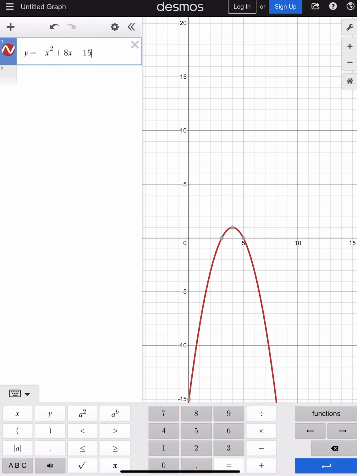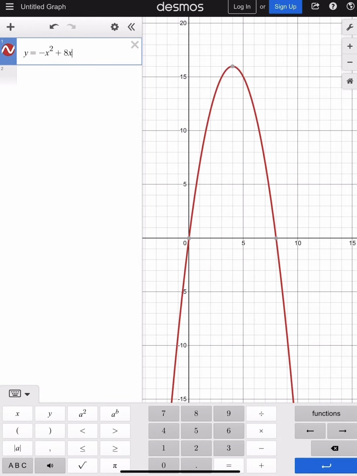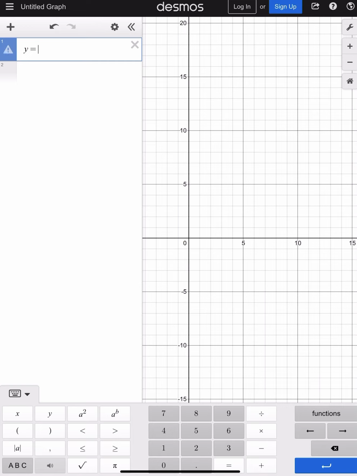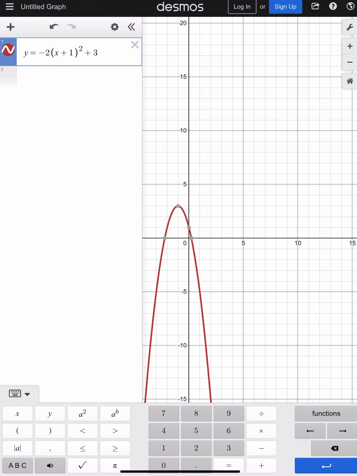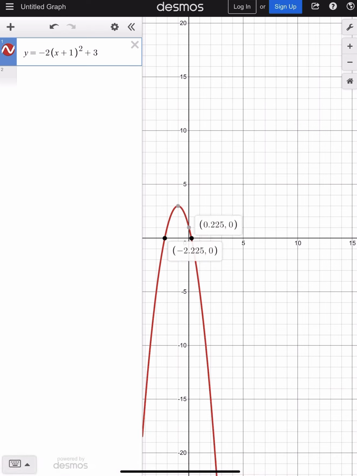Okay, let's talk about the third example. The third example is in a little bit of a different form, but we still are going to just graph it. So we have y is equal to negative 2, and then in parentheses, x plus 1, close parentheses, squared, plus 3. Even though it's in that different form, it still shows up as that U. It's an upside down U, but a U nonetheless. And we're looking for where it crosses the x-axis. So it crosses the x-axis at these 2 points.